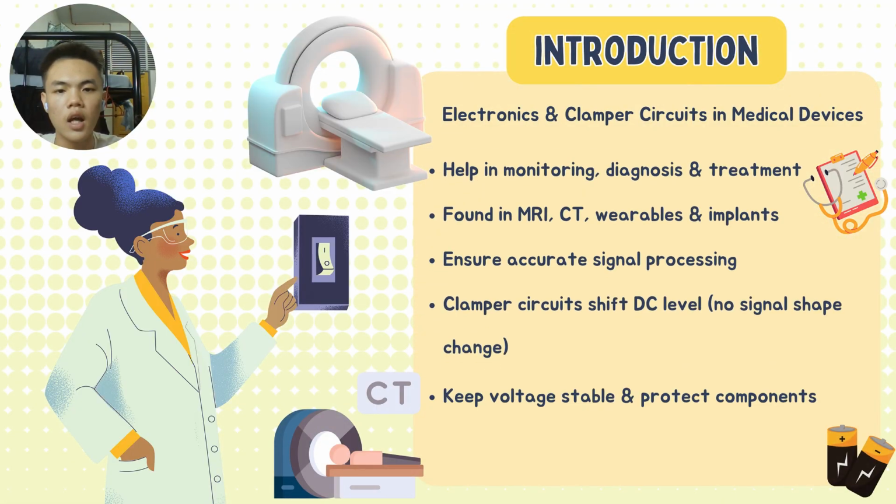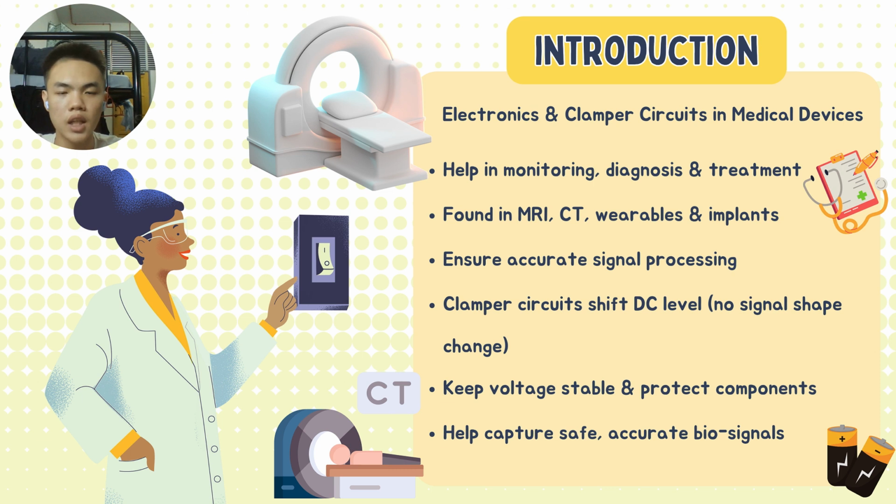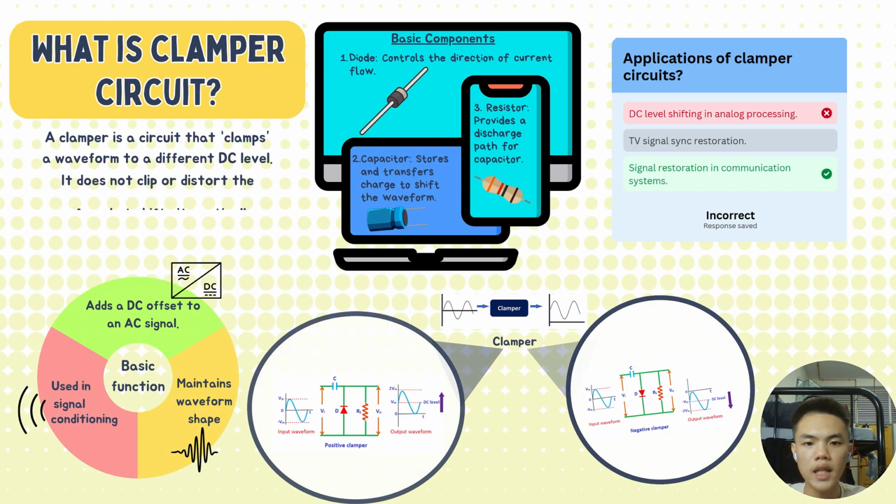Welcome to the introduction. Electronics play a vital role in modern medical devices, enabling accurate monitoring, diagnosis, and treatment of various health conditions. From imaging systems like MRI and CT scanners to wearable sensors and implantable devices, electronics ensure precise signal processing and reliable operation. Among the essential circuits used for this purpose are clamper circuits, which adjust the DC level of an input signal without changing its shape. These circuits are crucial for maintaining voltage stability, protecting sensitive components, and ensuring safe, accurate biosignal acquisition in medical equipment.